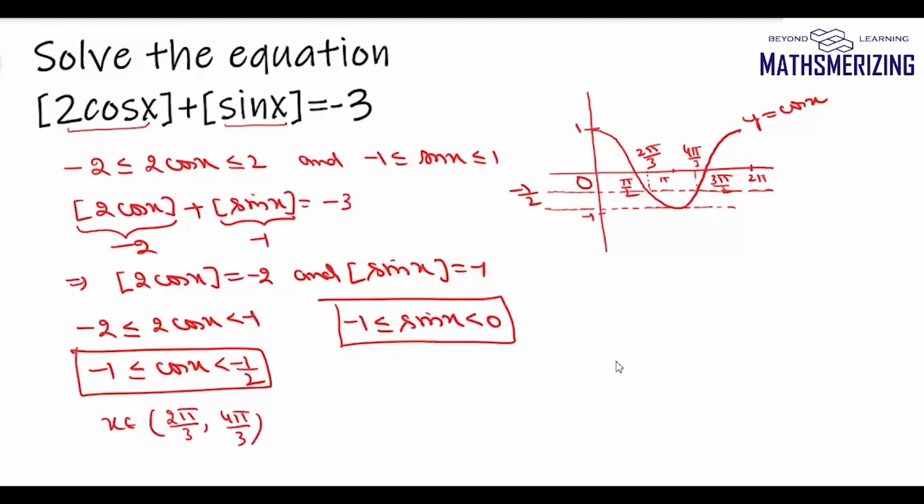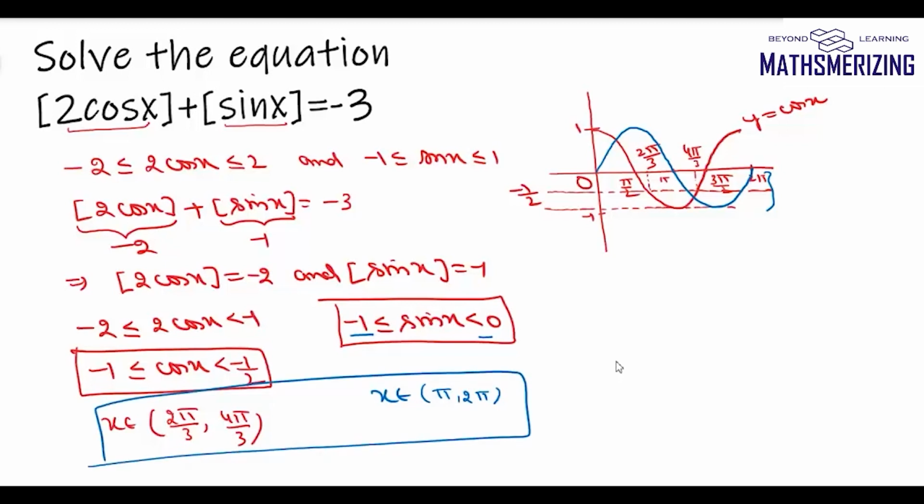Now what about sin x? So I'll draw the graph of sin x. The value of sin x will lie between -1 and 0 when the value of x lies between pi and 2 pi. So now I need to take the intersection of these two conditions. If I take the intersection of these two conditions, then the value of x should be greater than pi but less than 4 pi by 3. So the answer to this question is simply that the value of x should lie between pi and 4 pi by 3.